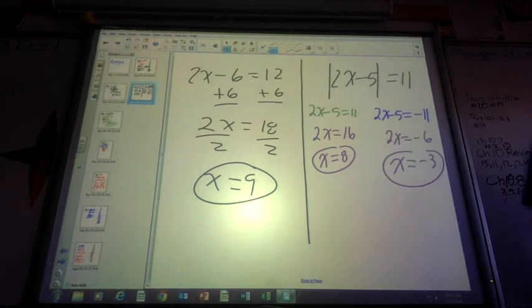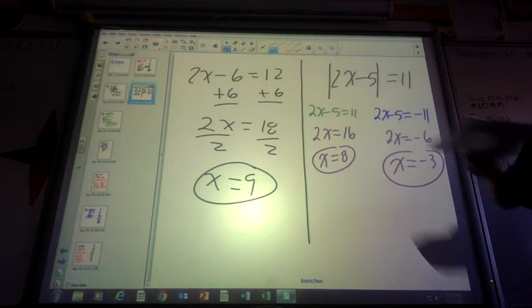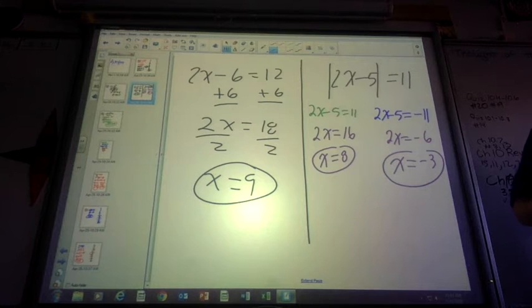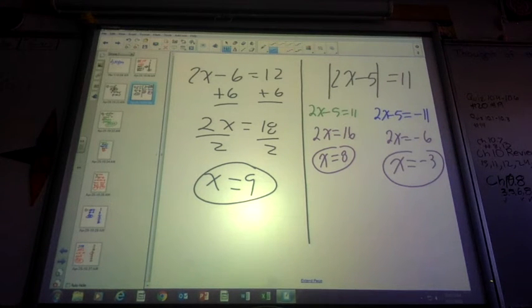Now, if it's a solution, that means I should plug it back into the original, and it'll work. So let's plug 8 in. 2 times 8, 16. 16 minus 5, 11. The absolute value of 11, 11. Cool. Plug negative 3 in. 2 times negative 3, negative 6. Negative 6 minus 5, negative 11. Absolute value of negative 11, 11. Both answers work. Yeah, baby.